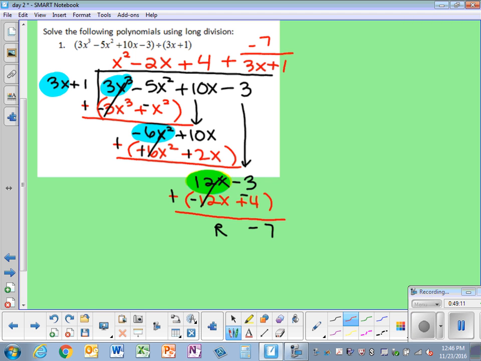Mrs. R, are we okay with them leaving this as their answer as long as it's neat and legible? You guys don't have to copy it over again as long as we can read that clearly. All right, let's go to the next one then. Questions about this one?